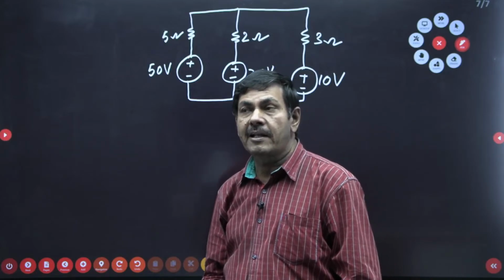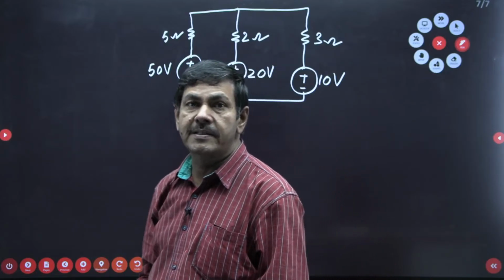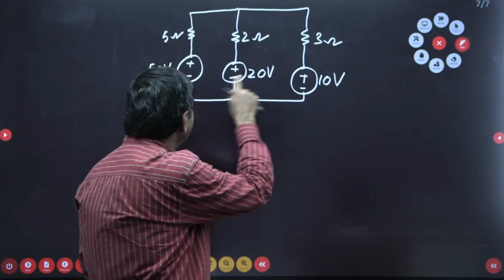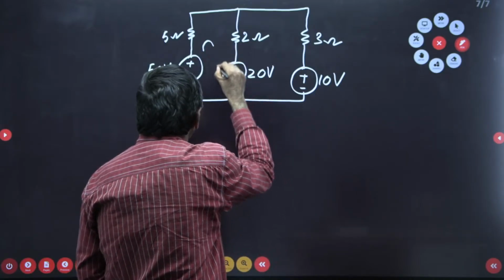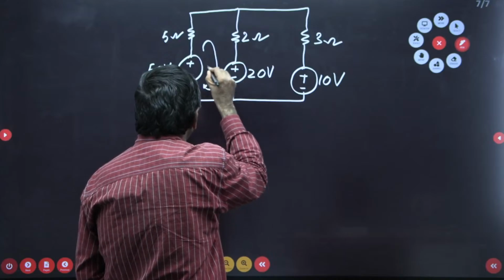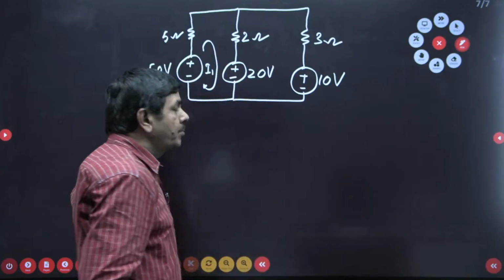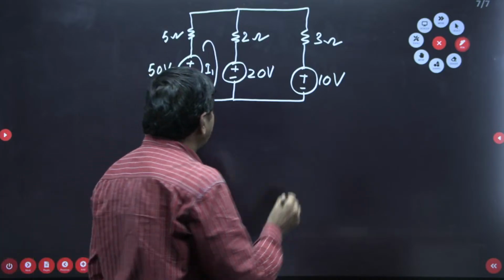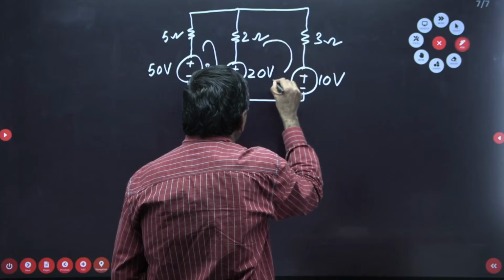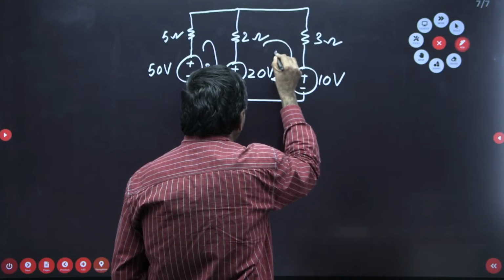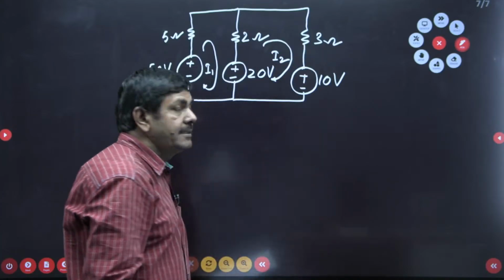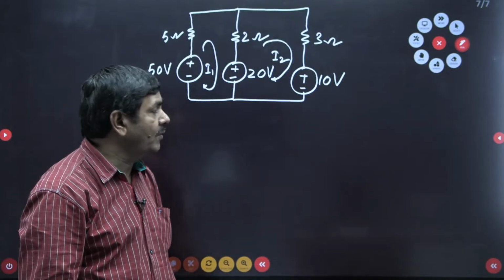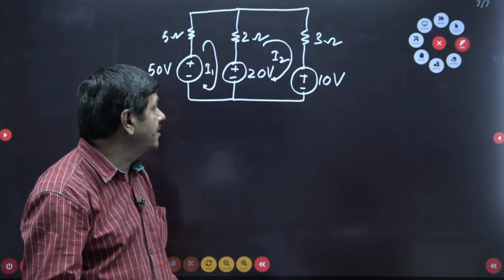Identify how many loops are existing in the given circuit. 2 loops are existing. The current passing through this loop I wish to take as I1, because I want to apply mesh analysis, and the current passing through the second loop I take as I2. I selected these two currents in the clockwise direction. The choice is yours; you can take anti-clockwise as well.